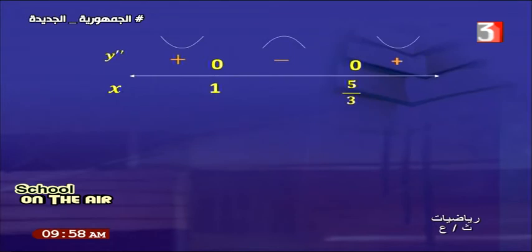In the number line, we discuss the intervals of convex up and down. In the open interval negative infinity to 1, the sign of y double dash is positive, then the function is convex downward. In the open interval 1 to 5 over 3, the sign of y double dash is negative, then the function is convex upward. And in the open interval 5 over 3 to infinity, the sign of y double dash is positive, then the function is convex downward.